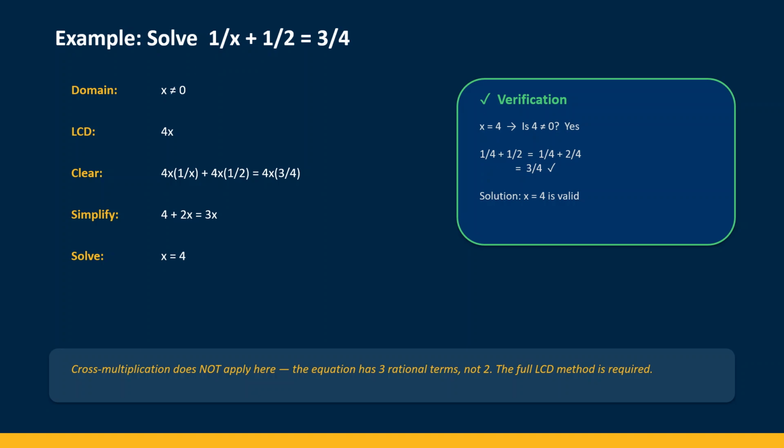Two pedagogical observations merit attention here. First, cross-multiplication was not employed because the equation involves 3 rational terms rather than 2. Cross-multiplication is a special case of the least common denominator method, applicable only when exactly 2 fractions are set equal. Second, step 5 was non-trivial even in this straightforward problem. One must explicitly confirm that the candidate does not violate the domain, rather than assuming validity from the algebraic consistency of the solution.